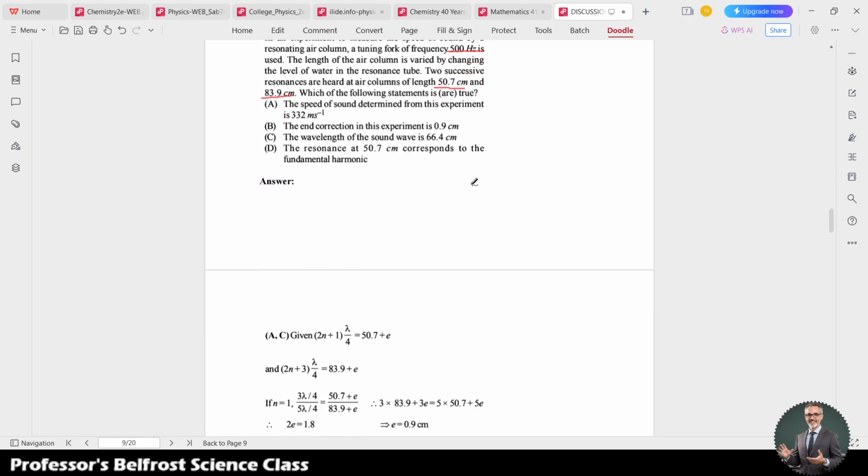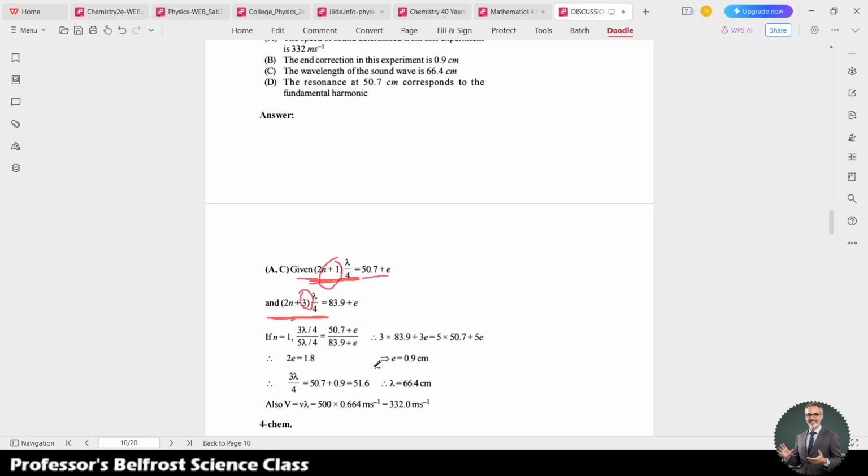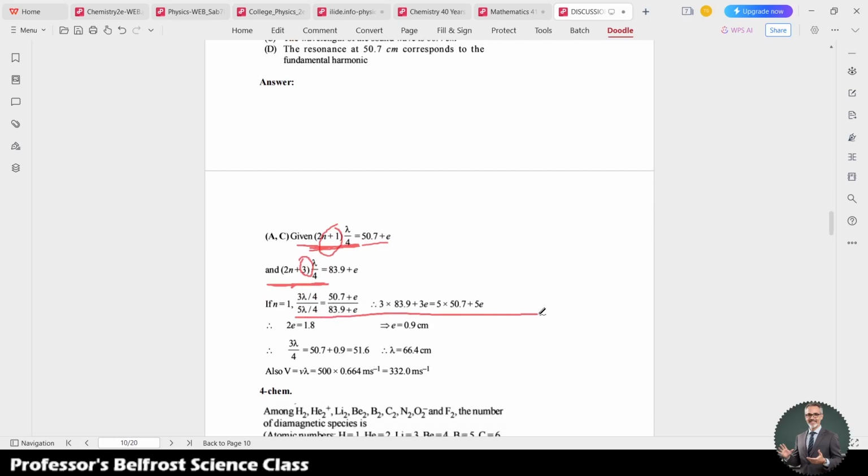For a resonance in a column, you need to apply this formula. This is for the first resonance, for example, and this is for the second resonance. The important thing here is that the multiplier is odd. So this is for the first resonance, and this is for the second resonance, and you can compare them. You proceed and you get the end correction e, which is 0.9 centimeters.